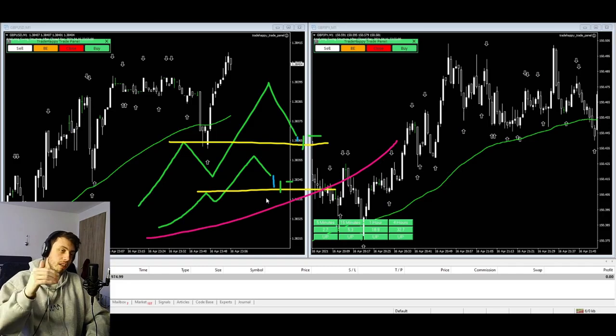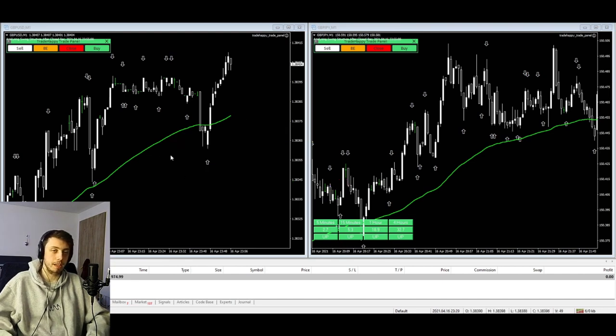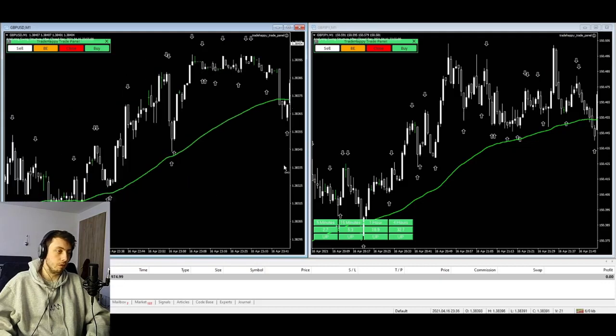You're looking for a break of this level, you're looking for a retest, and then you're looking for an entry candle. Pretty simple, to be honest with you. So we'll get rid of that, and we can scroll back a little bit.